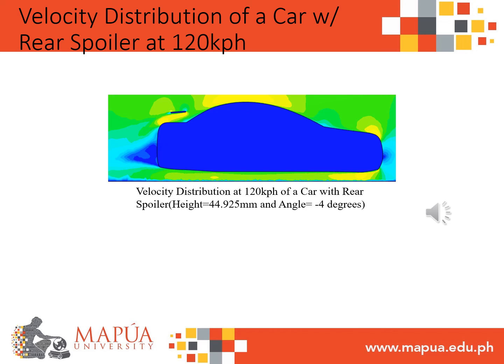Earlier, we observed the velocity distribution of a car whose spoiler's height is 44.925 mm at -4 degree angle when the speed is 80 and 100 kph. Now, what we have in this slide is the velocity distribution of that setup, but at 120 kph. We can notice here that there's almost no change in velocity distribution from that of 80 kph and 100 kph.